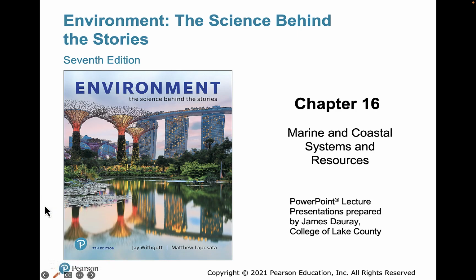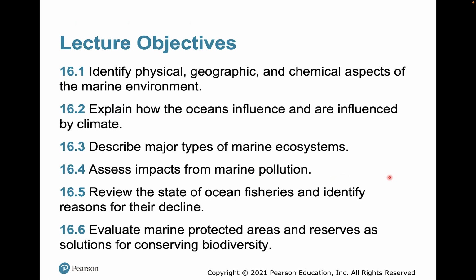So we're going to briefly look at the physical, geographic, and chemical aspects of the marine environment. We're going to look at, this is a huge one, the second one, the impact of oceans on climate and the impact of climate on oceans. We're going to look at marine ecosystems and marine pollution. We're going to look at ocean fisheries and why they've declined.